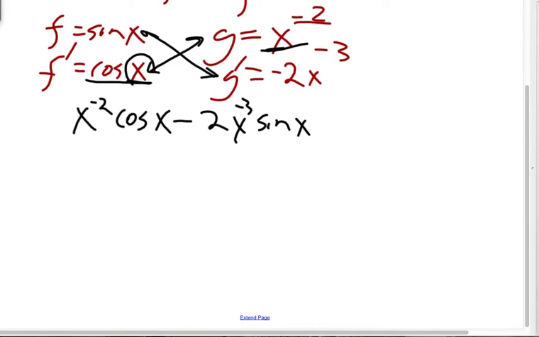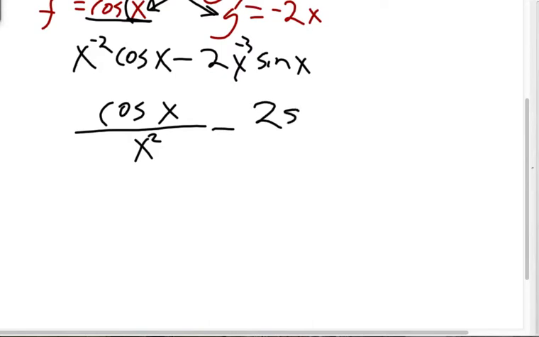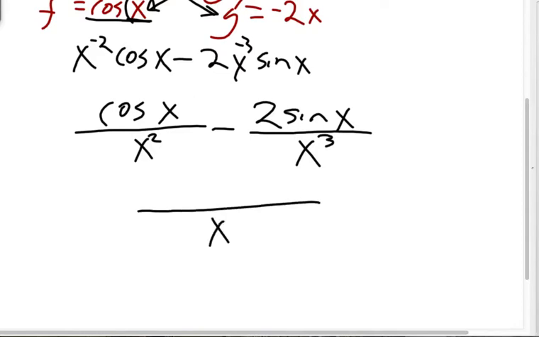As you can see, this can start to get a little bit messy, and the next trick I'm going to show you is a way out of this. So now I'm going to have cosine of x over x squared minus 2 sine of x over x cubed. I need a common denominator, which in this case will be x cubed.